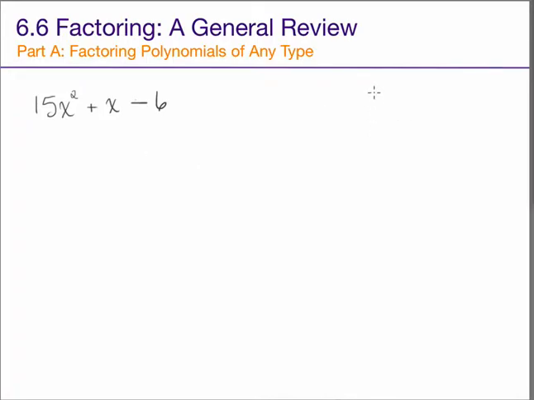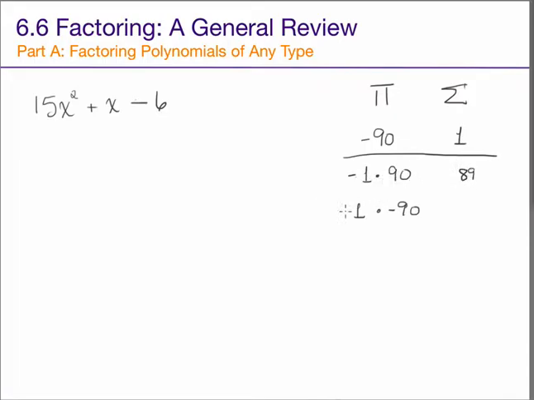If there is one, we need to factor it out to make the rest of our work easier. The second step is to find the product and sum. The product in this case is 15 times negative 6, which is negative 90. The sum is 1. Building negative 90, I can have a small negative number times a large positive number, or a small positive number times a large negative number. When I add these two together, I'm going to get a positive result. When I add these together, I get a negative result. I want my result to be positive, so I want my negative number to be the smaller of the two.